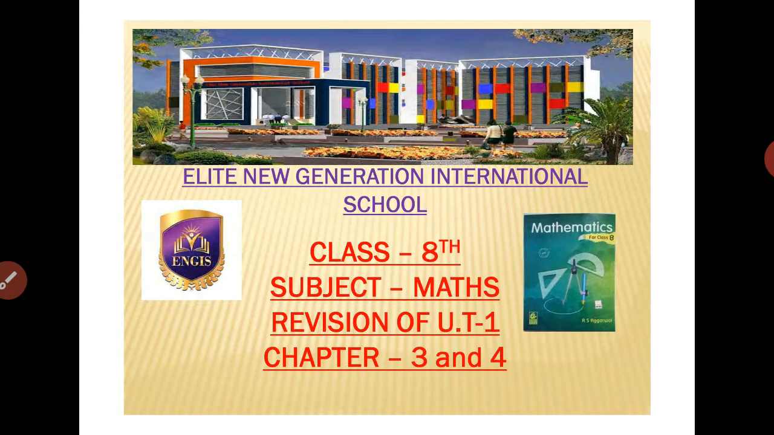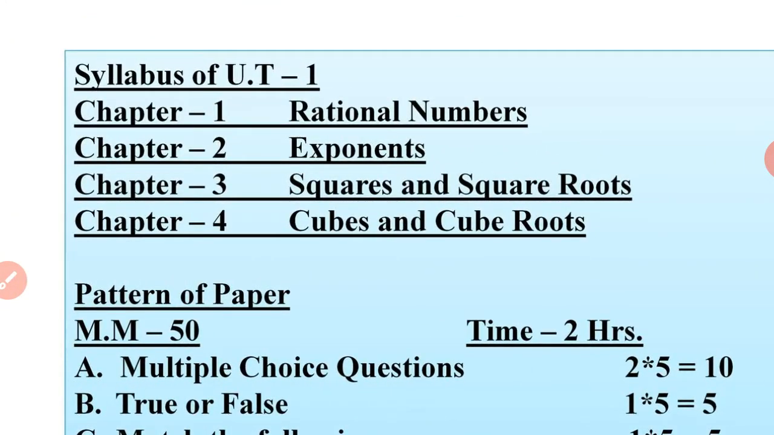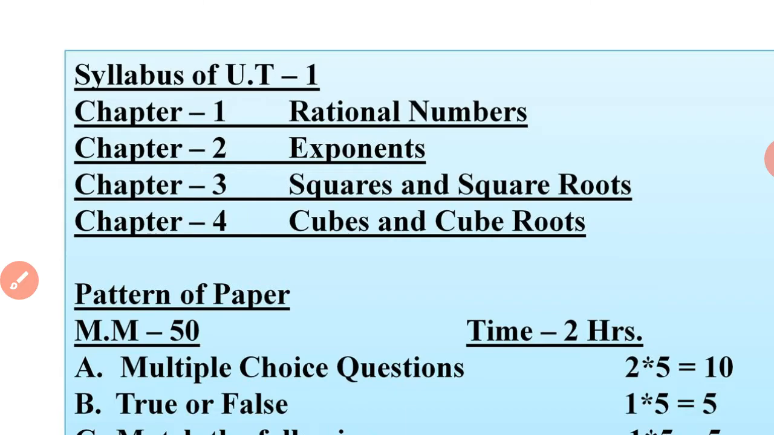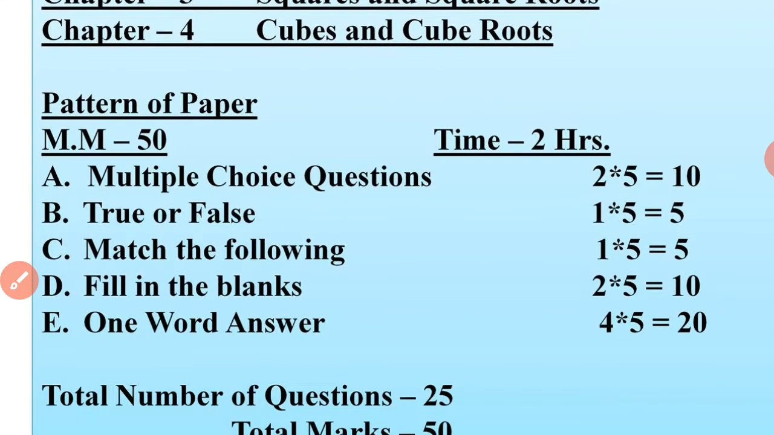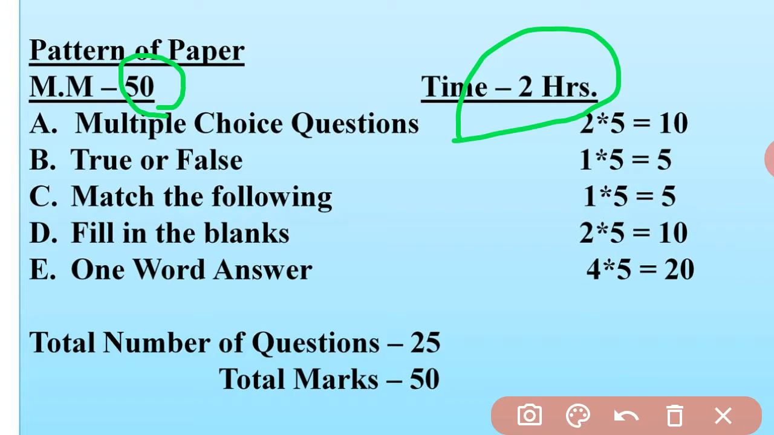So look here, in the syllabus of UT1, as you know, there are 4 chapters: chapter 1, 2, 3 and 4, that is rational numbers, exponents, squares and square roots, and cubes and cube roots. Before this we have revised our first and second chapter. Now look here, first of all see the pattern of the paper. The maximum marks will be 50, that means the paper will be of 50 marks and you will get 2 hours for doing the paper.